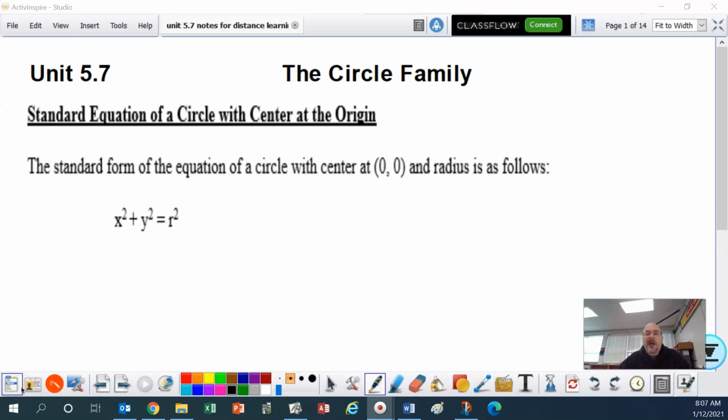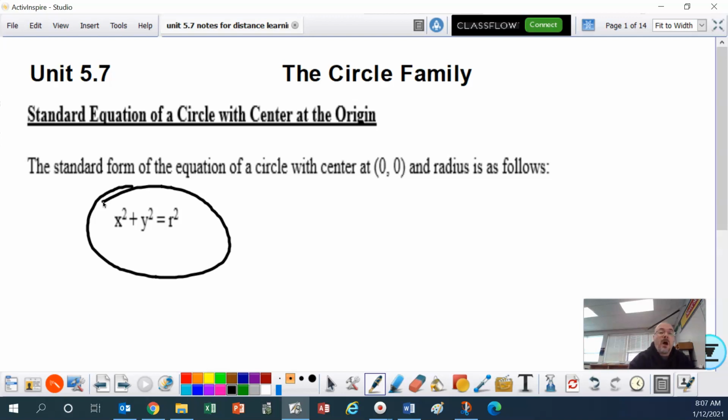We are on Unit 5.7, the circle family. Now, the standard form of the equation of a circle with center at 0, 0 and radius r is as follows. All right, so here is our equation, ladies and gentlemen. x squared plus y squared equals r squared. And obviously that r is the radius.